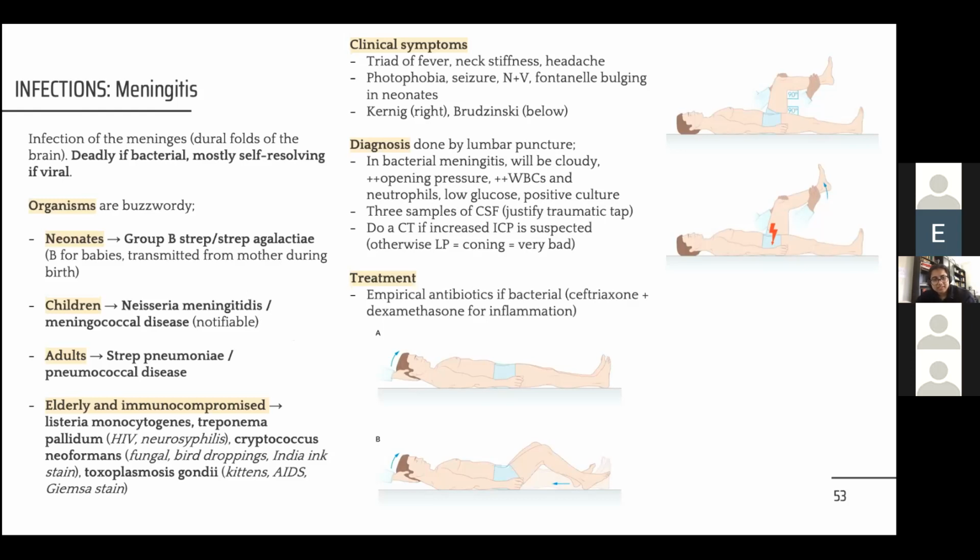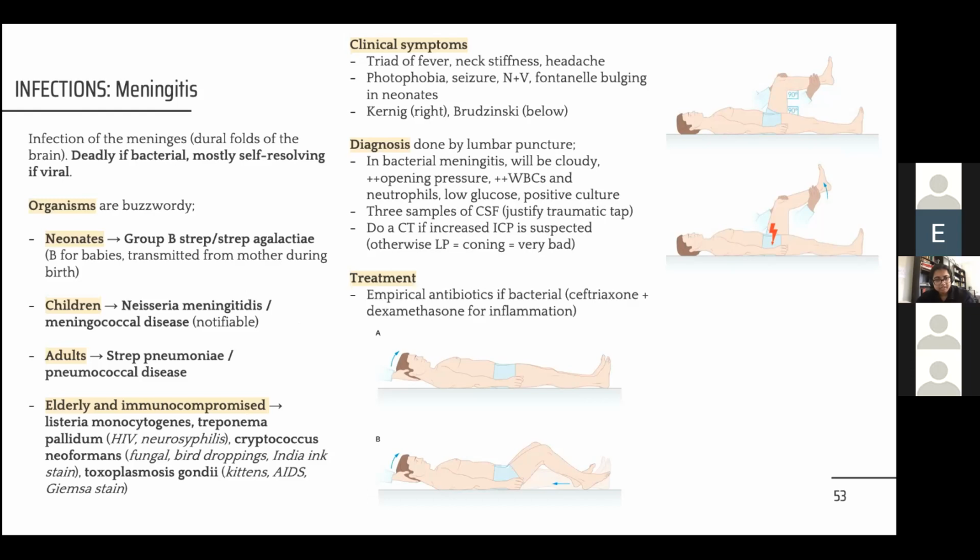This is the one that ends up with your rash. In adults, and like in non-immunocompromised adults, you can get Strep pneumoniae, which causes pneumococcal disease, same thing. And in elderly and immunocompromised, you can have some other pathogens. Listeria, Treponema can happen, which is the syphilis pathogen.